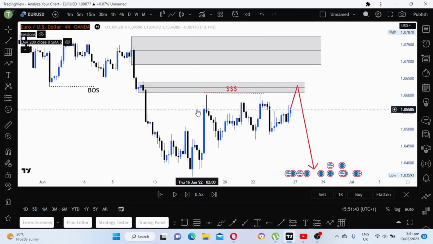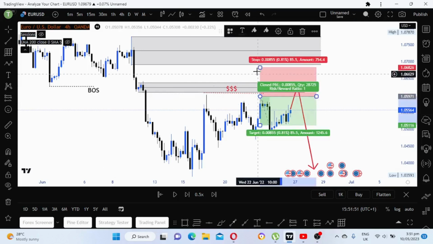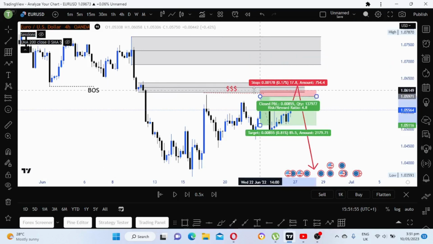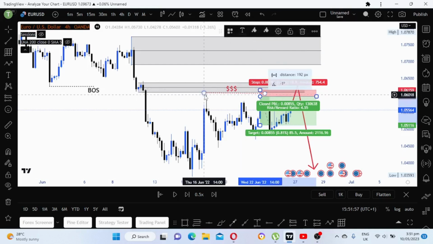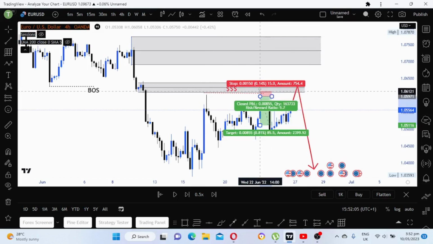Let me say it like this. Okay, you sold here, and you put your stop loss where? You put your stop loss slightly above this previous high, as you can see there. So sometimes you just put your stop loss there, and you target this.